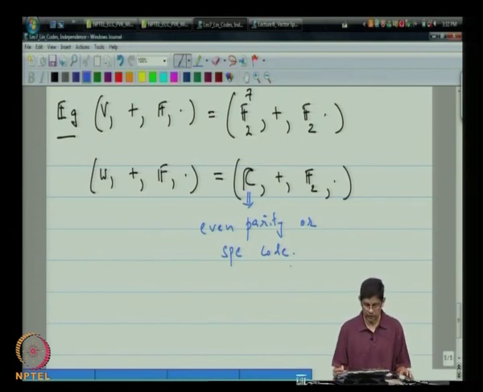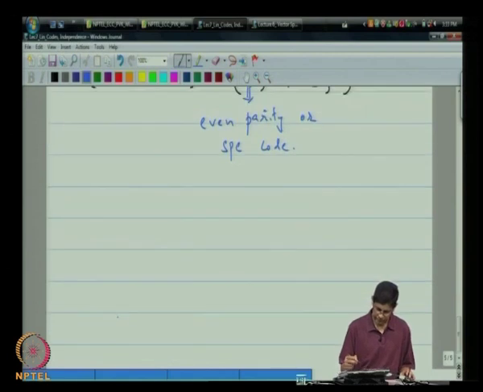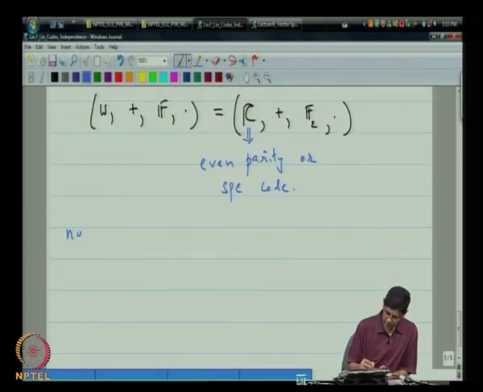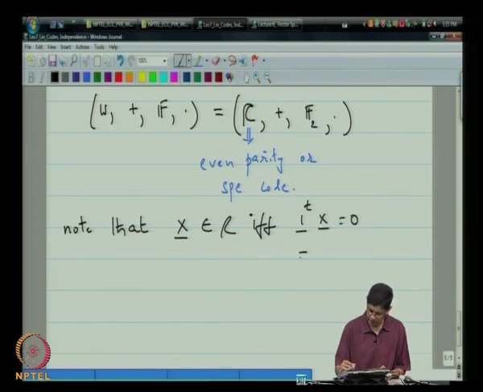Now, there is a simple way to do it, and that is to say that note that X belongs to C if and only if 1 transpose X is equal to 0, which is the same as saying that the sum of x i, i equal to 1 to 7, is equal to 0. Okay. So, we will actually use this equation here.